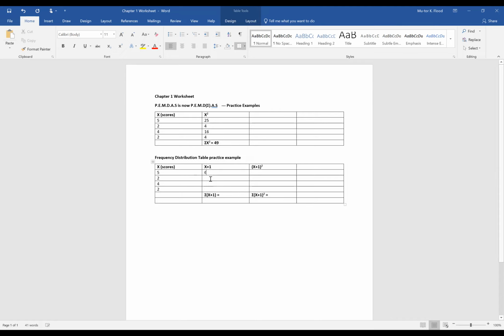5 plus 1 gives us 6. 2 plus 1 gives us 3. 4 plus 1 gives us 5. And 2 plus 1 gives us 3. And then lastly, once you get what was in the parentheses as a value, you're going to sum all of those up. So we're going to add all of these values up now. 6 plus 3 plus 5 plus 3 is going to give us 17. And that's the answer for this one.